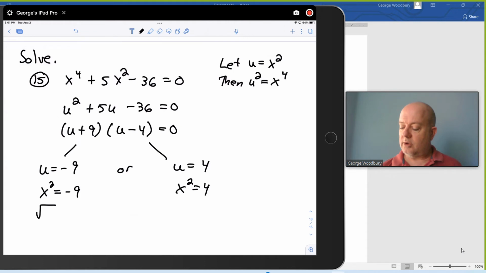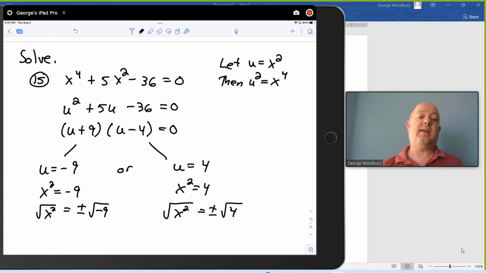So the square root of x squared equals plus or minus the square root of -9. The square root of x squared equals plus or minus the square root of 4. And now we just need to take the square root of those two numbers.